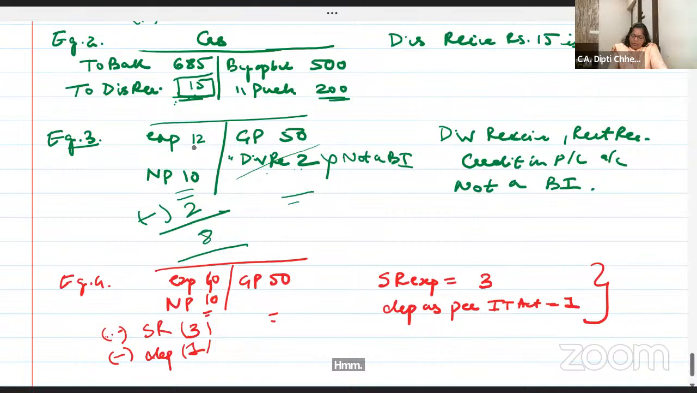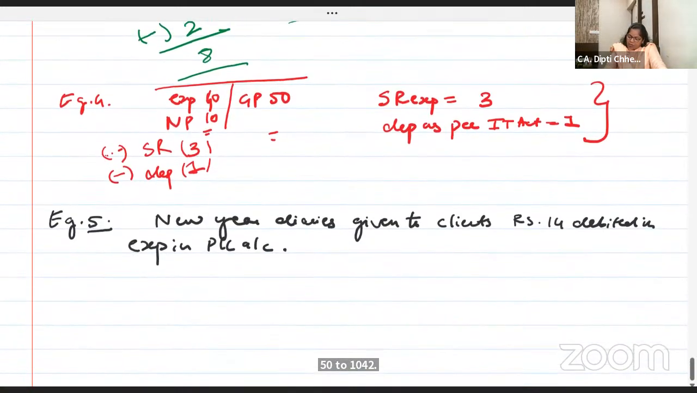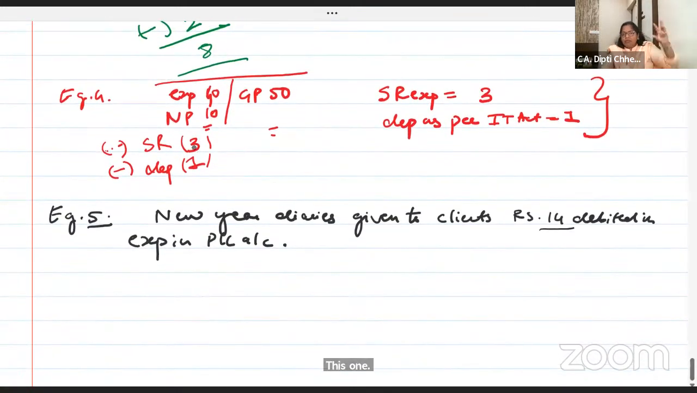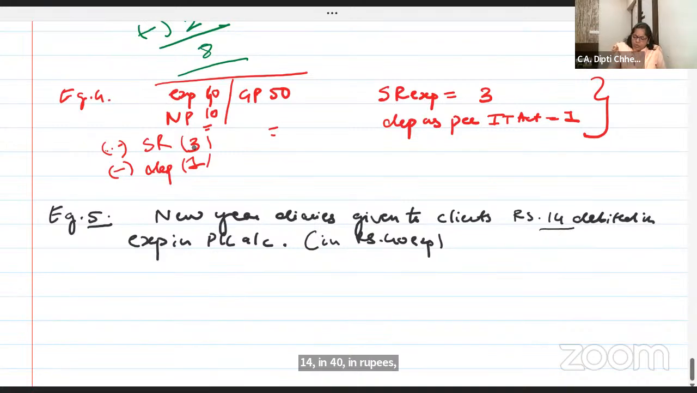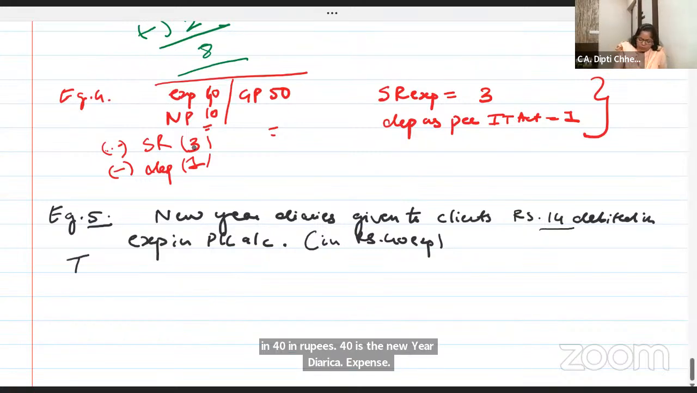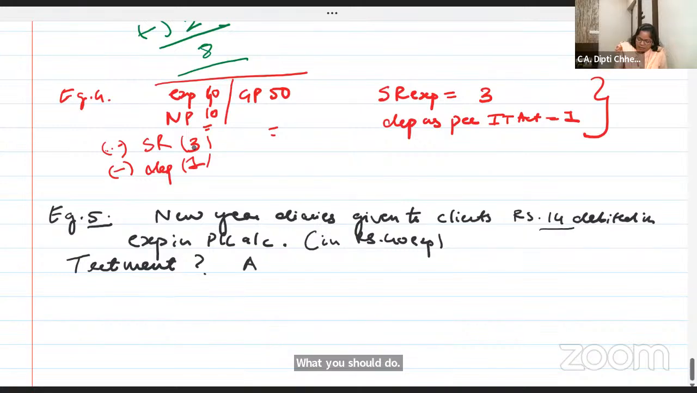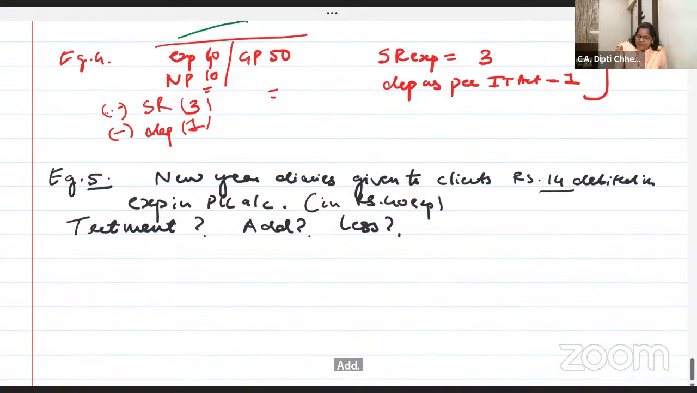Did I do something wrong here? In expense 40 rupees, 14 rupees is the New Year diary expense. What you should do? Treatment: add or less?